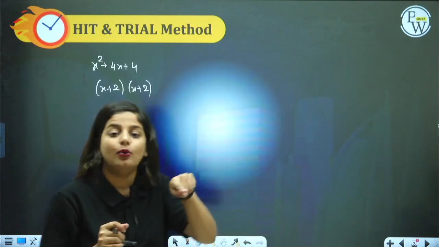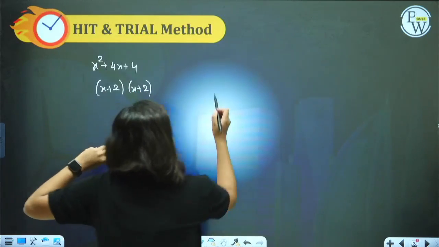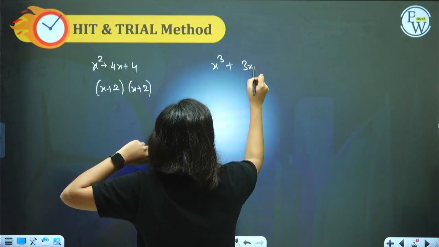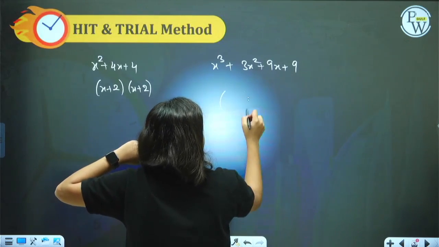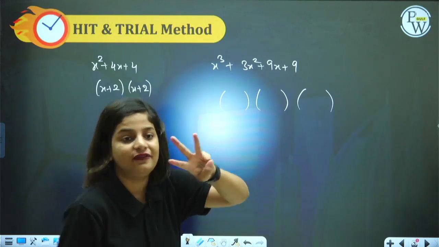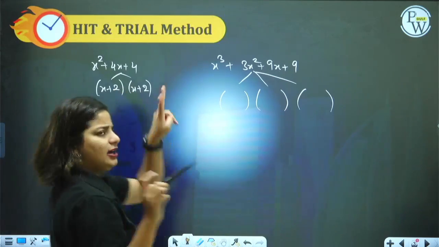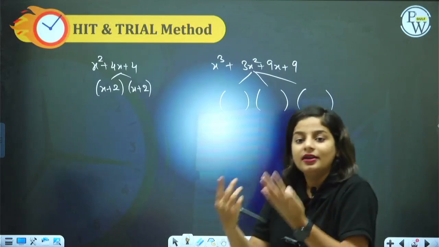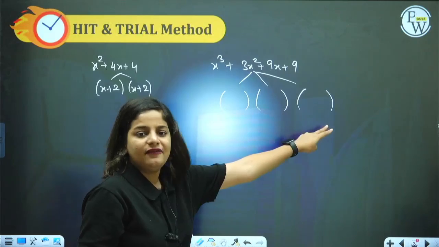Biquadratic meaning the highest power will be 4. If I give you a cubic equation, something randomly, x cube plus 3x square plus 9x plus 9, and I ask you what will be the factors. Of course, it's a cubic equation, so it should have 3 factors. Quadratic will have 2 factors, cubic will have 3 factors, and biquadratic will have 4 factors. So what are these 3 factors?